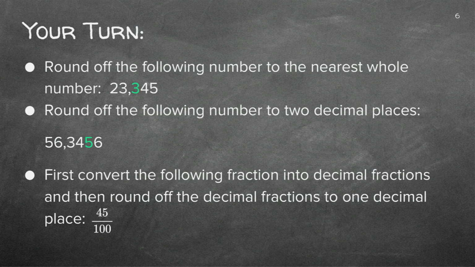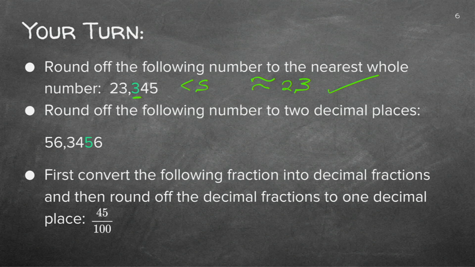Right. Round off the following number to the nearest whole number. Did you manage to do that one? 23,345. Which is the number we're looking at? 3. 3 is less than 5. So what will our answer be? Our answer will be 23. Well done if you've got that one correct.